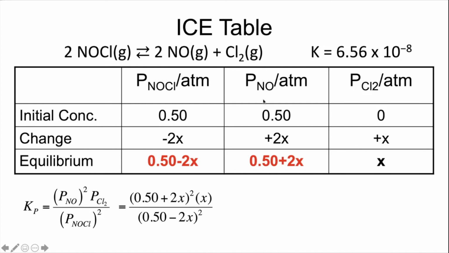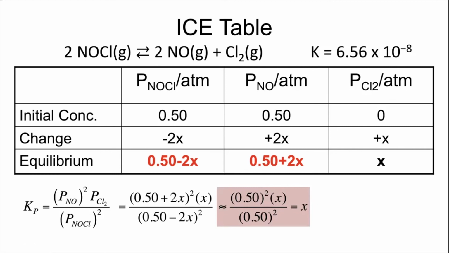Now, in this instance, our K is 10 to the minus 8, and our initial concentrations are 10 to the minus 1. So that's 7 orders of magnitude difference, and it should be okay for us to neglect x. So we're going to remove those ones that are added and subtracted. And it ends up now that the 0.5 squared on the top and the bottom are going to cancel out, and x just equals 6.6 times 10 to the minus 8, the same as the equilibrium constant. So that is our solution for x. And that is also the concentration of chlorine at equilibrium.